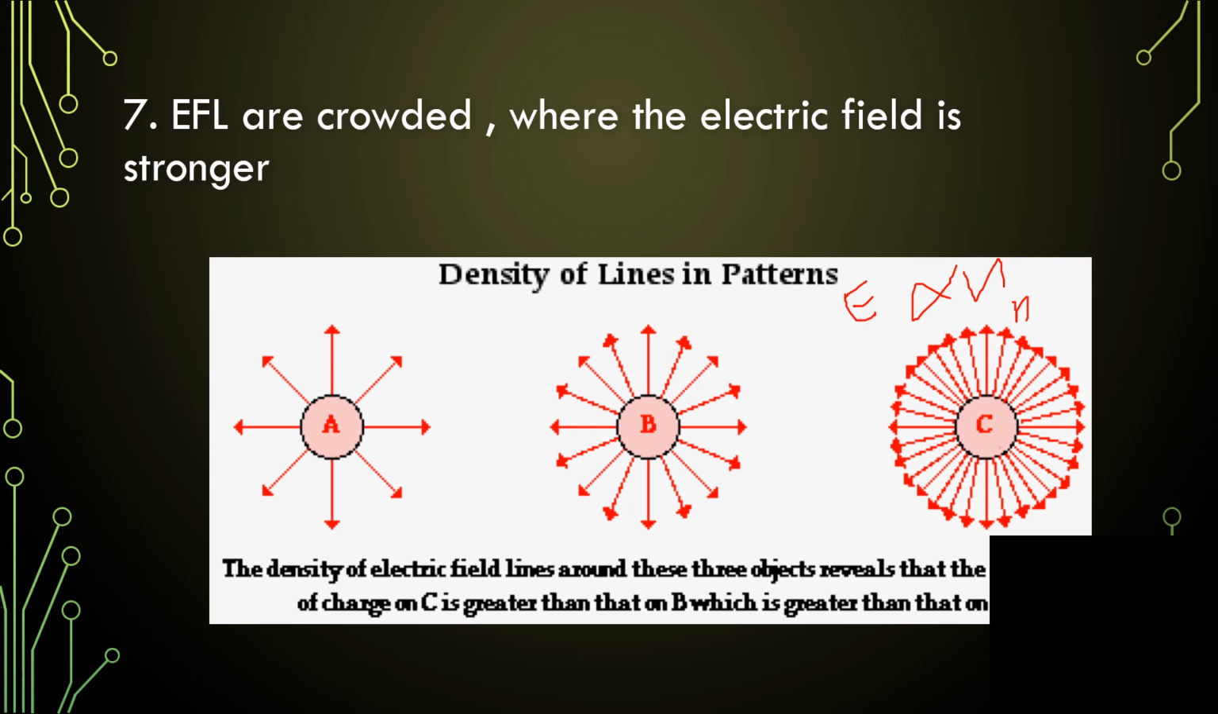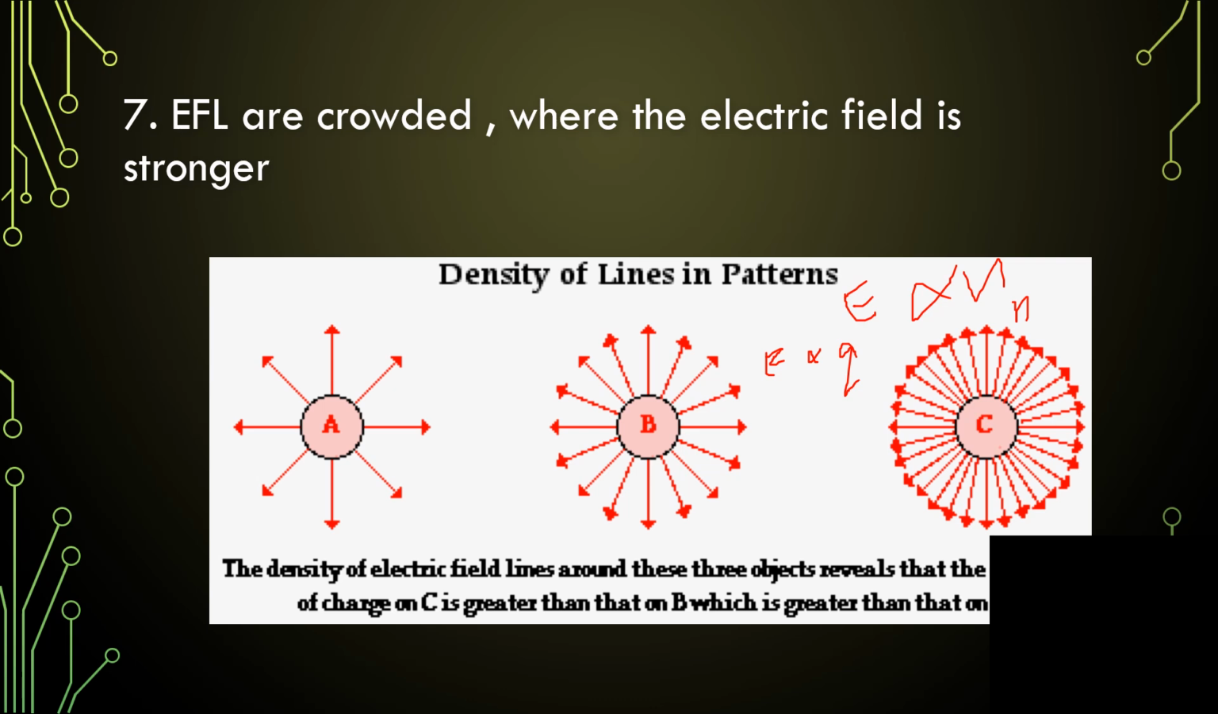And one more thing is that the electric field is directly proportional to the magnitude of charge, right? So therefore, if the electric field is stronger, it means the charge is more in number. The magnitude of charge is more. If the charge is more, then the electric field is stronger. And by looking at the field lines, how will you come to know that the electric field is stronger?